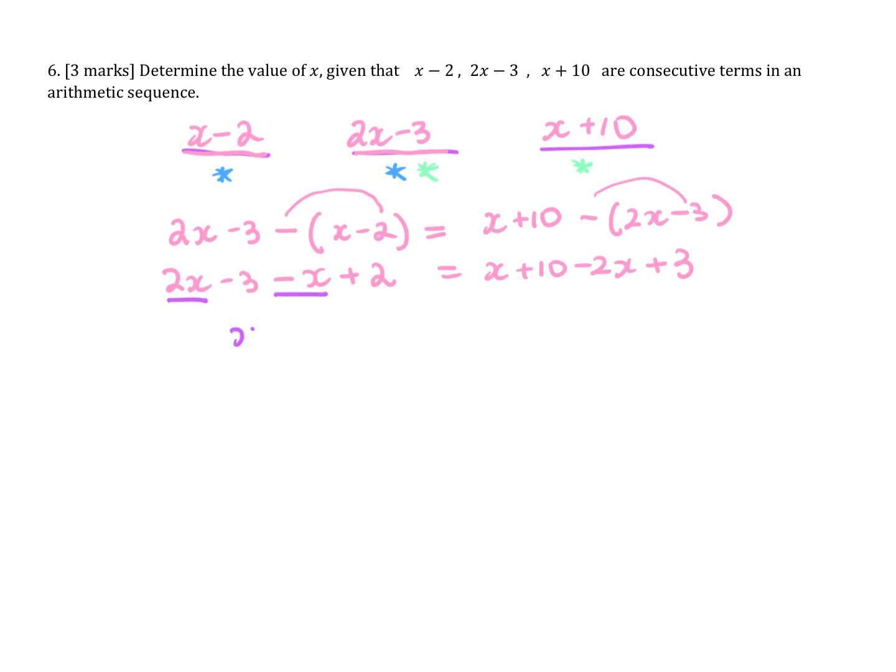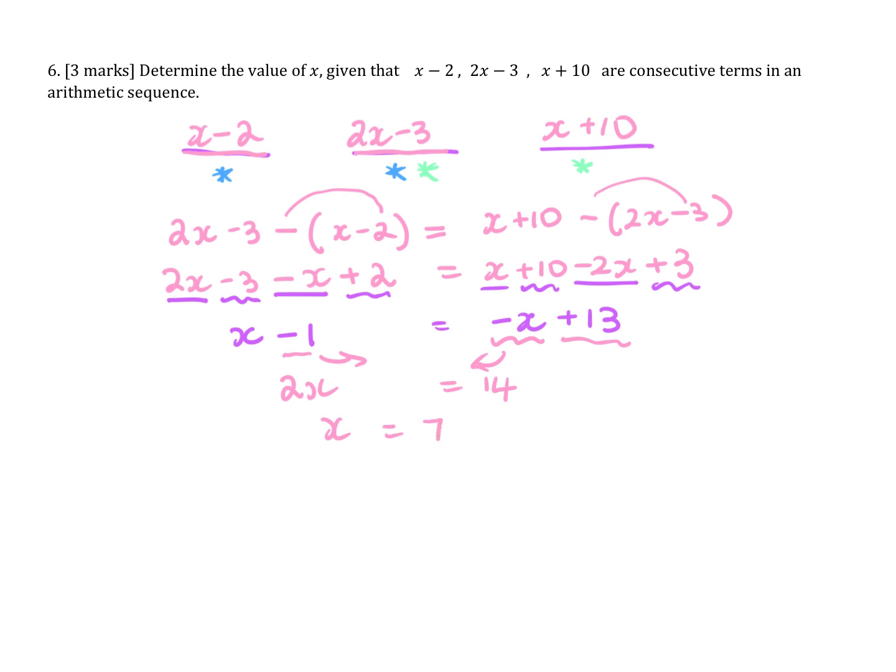Then we collect like terms here. 2x minus x gives me x. Minus 3 plus 2 gives me -1. x minus 2x, negative x, plus 10 plus 3, plus 13. Okay, send that one over the other side. It's going to be x plus another x, that's 2x. 13, send that over the side. Plus 1 is 14, so we have x is equal to 7. Now, determine the value of x. We're done. That's what the question asks.